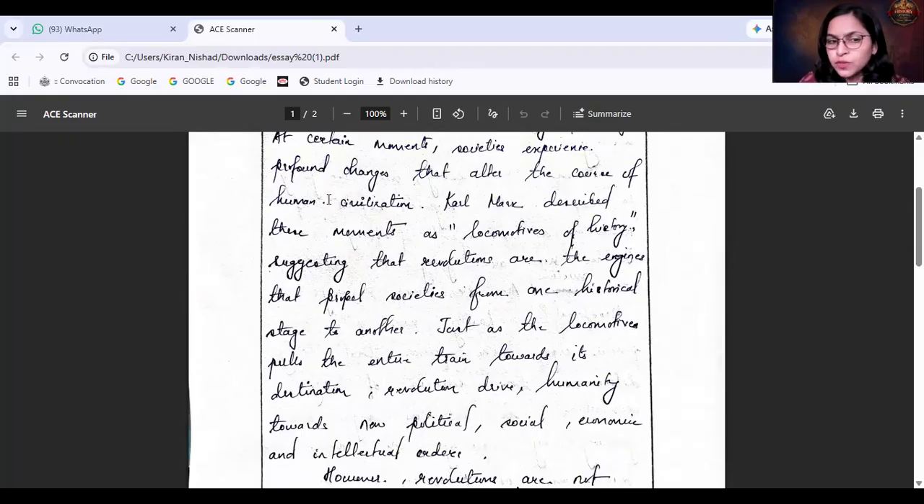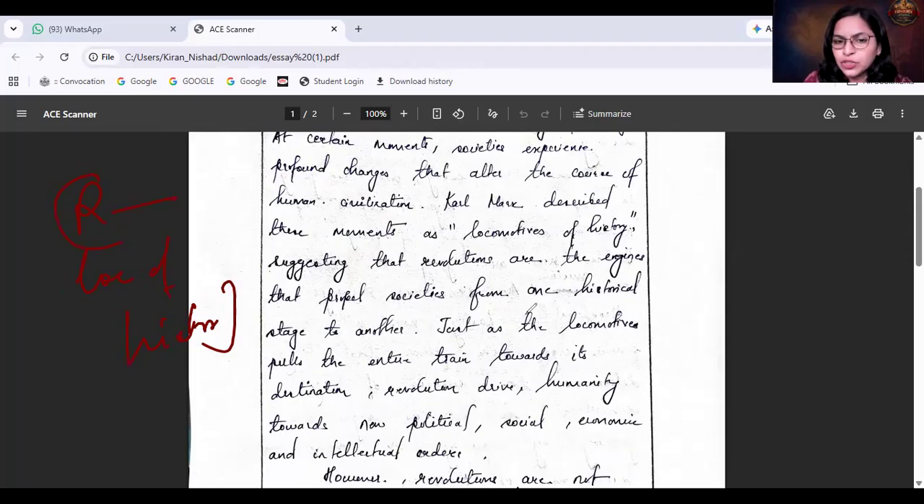Just as the locomotive pulls the entire train towards its destination. So I'm trying to compare. What the essay says is that revolutions are the locomotives of history. Okay. So I am trying to link both the topics, both the words.